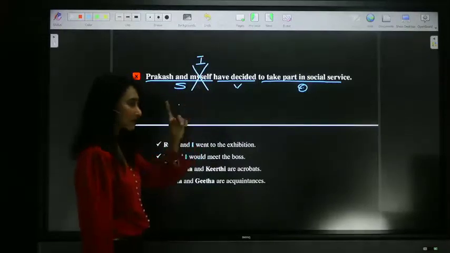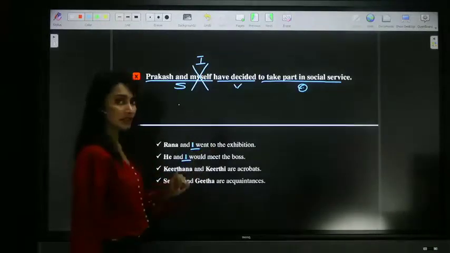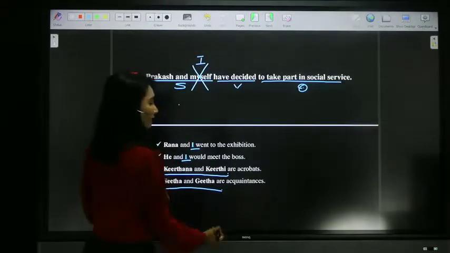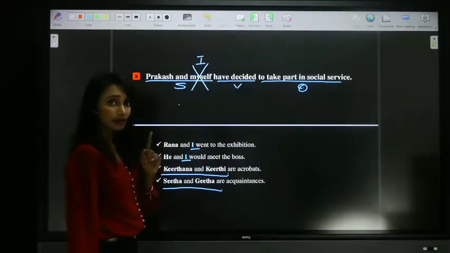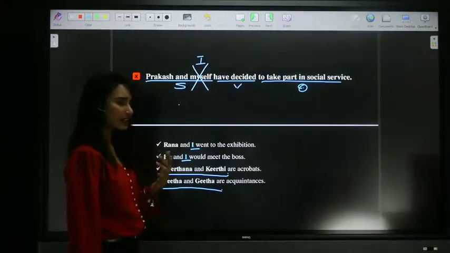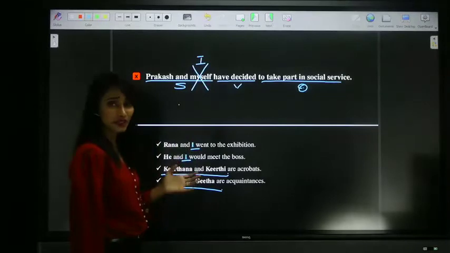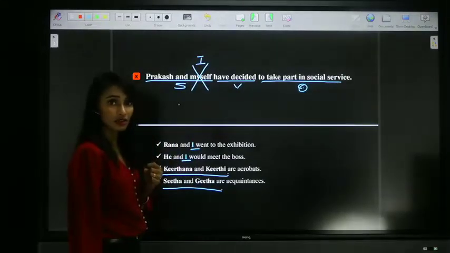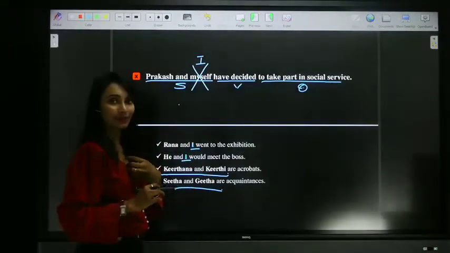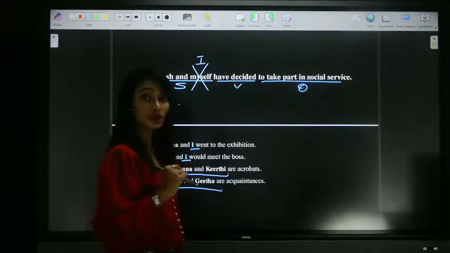So, remember this one. Look at these examples. Rana and I went to the exhibition. He and I would meet the boss. Kirtana and Kirti are acrobats. Sita and Geeta are acquaintances. So do remember, in subjective case, we must generally use a personal pronoun unless we give any kind of possession, right? We should never use reflexive pronouns or objective case pronouns in subjective case. So keep that in mind. Reflexive pronouns are used only when action is done and received by the same person, when action is reflecting upon, but not every time like this. So use only personal pronouns.